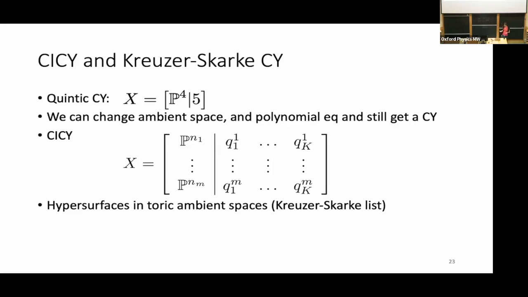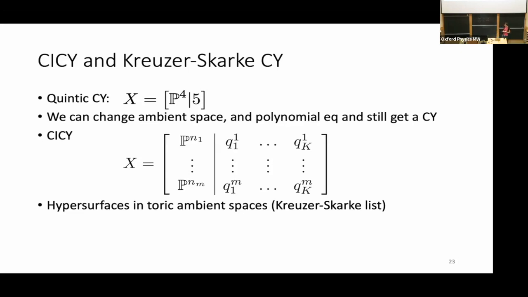So we can change our ambient space to become a product of projective spaces instead. And then we can add on more polynomials defining our ambient space, which means that instead of having a hypersurface, we're looking at something where we're crossing different hypersurfaces and looking at the intersection of those. So those are known as complete intersection Calabi-Yau manifolds. And they were classified by Candelas, as Lara said in her talk. This gives us roughly, I think, between 7,000 and 8,000 manifolds.